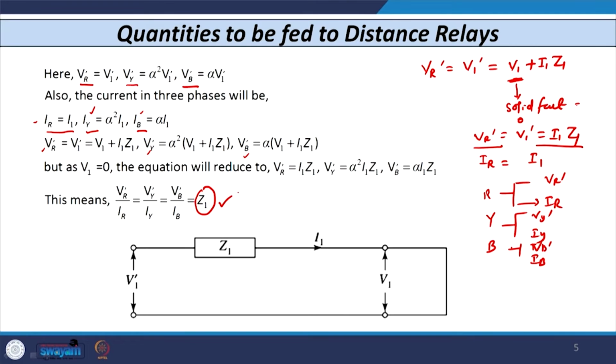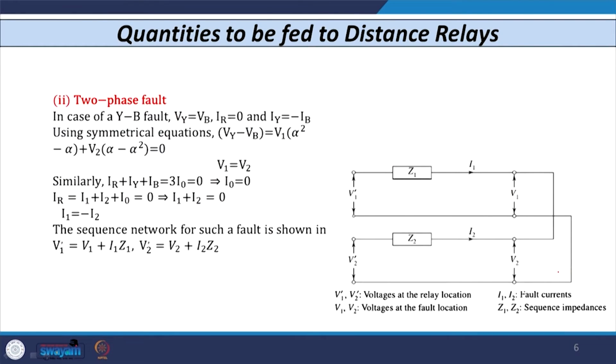But again we have to ensure that if a line to line fault occurs and we give the same quantities, the relay also measures the correct value of impedance, that is Z1. So let us discuss the same thing for a line to line fault, or phase to phase fault. Let us consider the YB fault, for example. In case of a YB fault, the voltages of Y phase and B phase are the same. So Vy is equal to Vb.